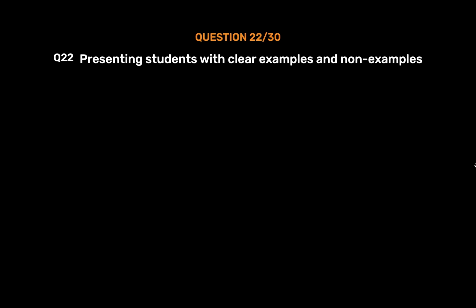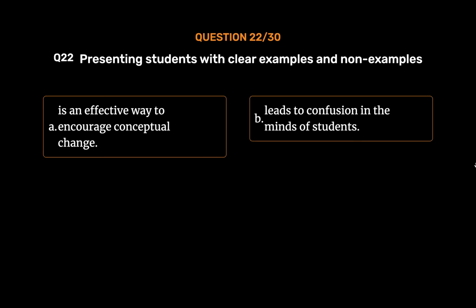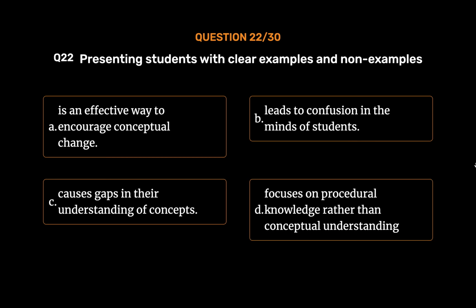Question number 22. Presenting students with clear examples and non-examples: Option A. Is an effective way to encourage conceptual change. Option B. Leads to confusion in the minds of students. Option C. Causes gaps in their understanding of concepts. Option D. Focuses on procedural knowledge rather than conceptual understanding. The correct answer is Option A. Is an effective way to encourage conceptual change.